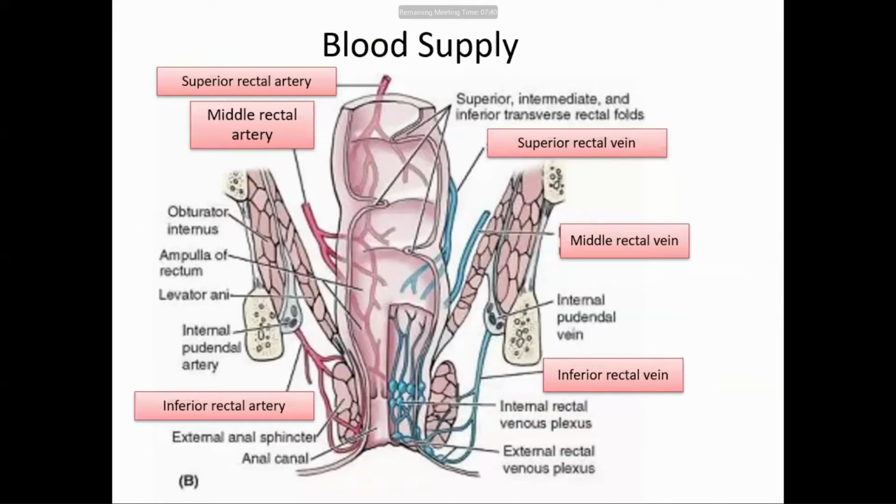Now the blood supply of the rectum. The arterial supply of the rectum is by 5 arteries: the superior rectal artery, a pair of middle rectal arteries, and a pair of inferior rectal arteries. The superior rectal artery is a continuation of the inferior mesenteric artery, and this is the chief arterial supply of the rectum.